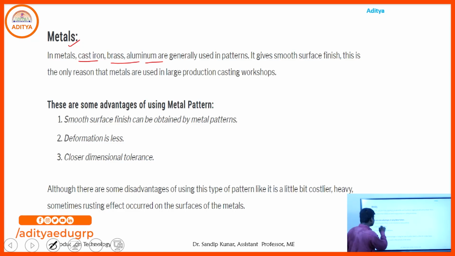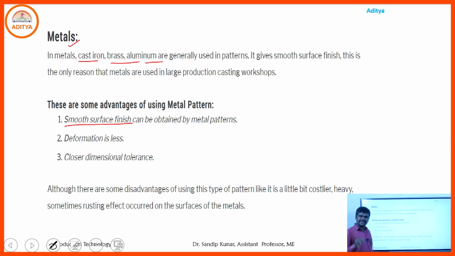Now, advantages I have already told. Advantages means more surface finish of the metal patterns, and deformation is less, meaning the strength of the metals is also very high, so it does not wear out during the casting process. And also it will maintain close dimensional tolerance, meaning it produces an accurate casting product. Generally the dimension of the casting product will be very good due to the use of metal pattern.